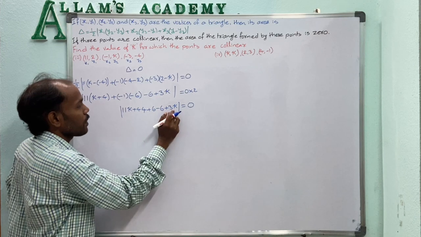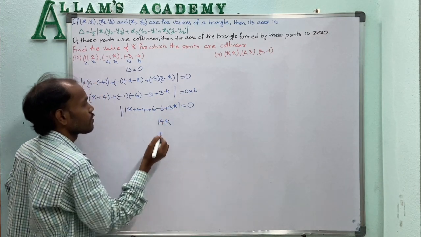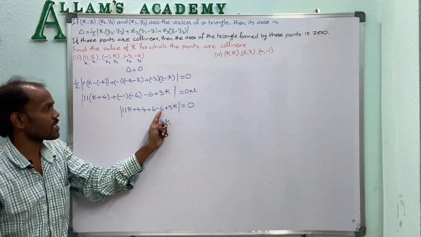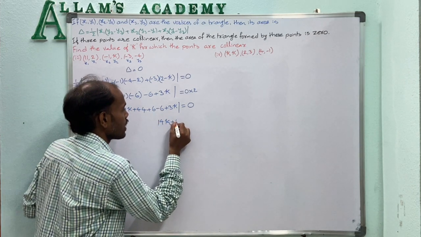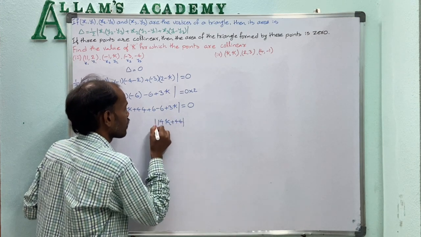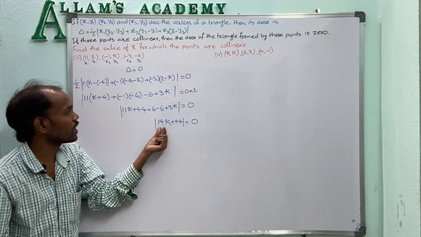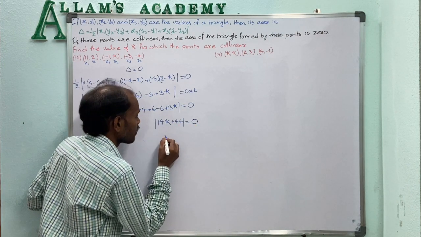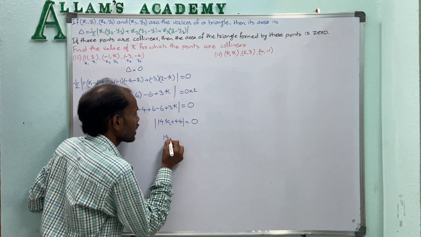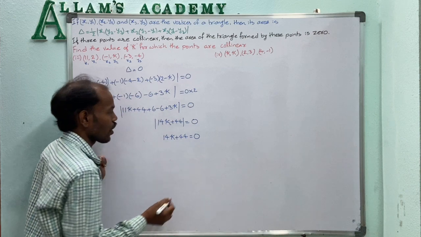So 11k plus 3k is equal to 14k. 6 minus 6 is equal to 0. 0 plus 44 is plus 44, equal to 0. Now mod 14k plus 44 is equal to 0. Then 14k plus 44 is equal to 0.